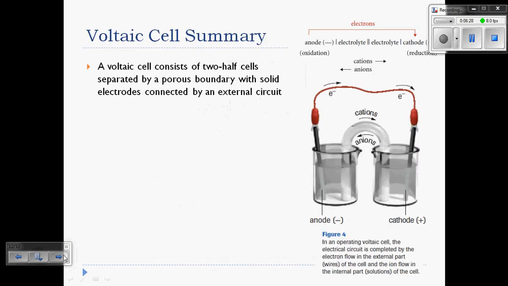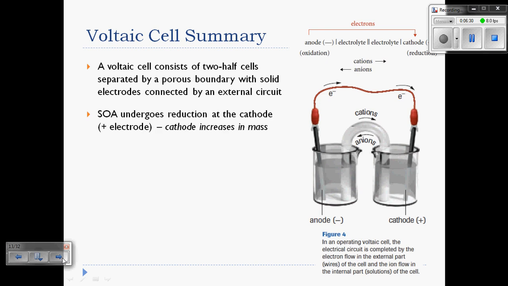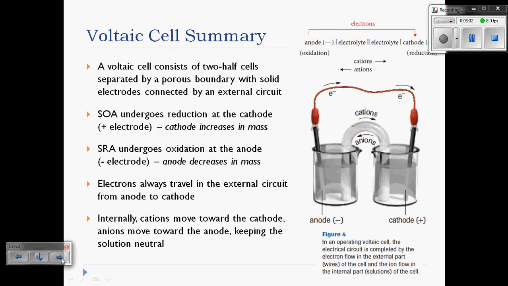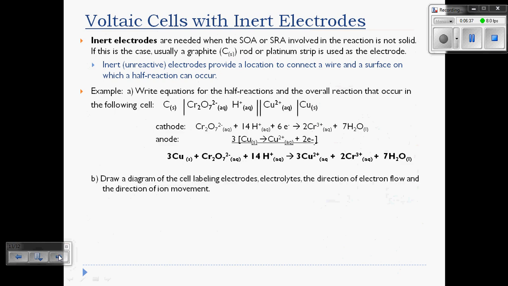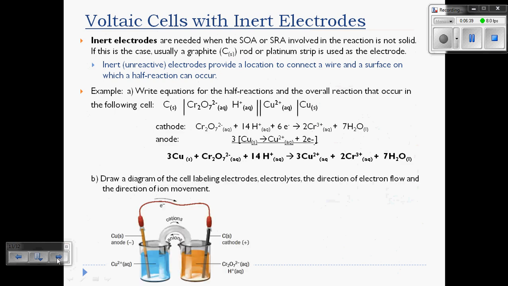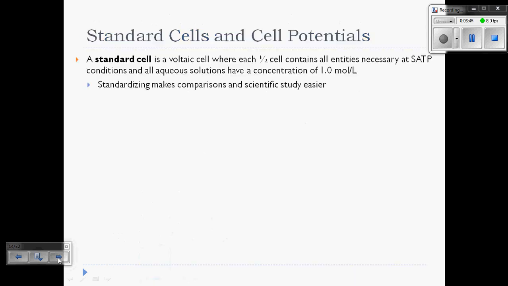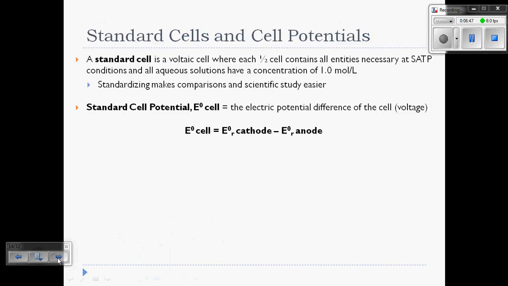And moving on, this is the summary of Voltaic cell. And now you can skip this slide. There's some inert electrodes where the reduction oxidation happens a little differently, but we don't need to go over that, so we can skip that. Now standard cell and cell potentials.